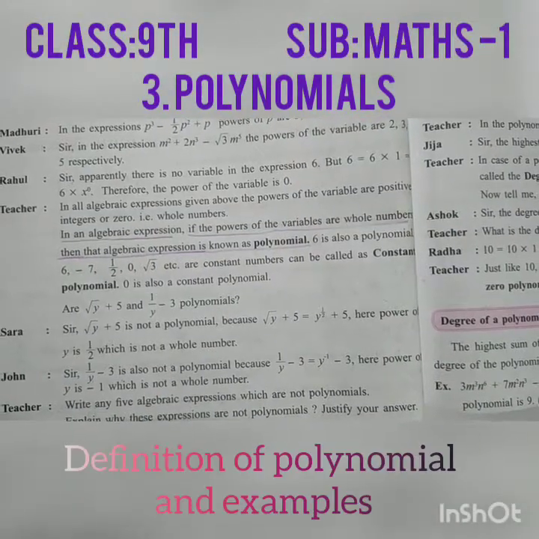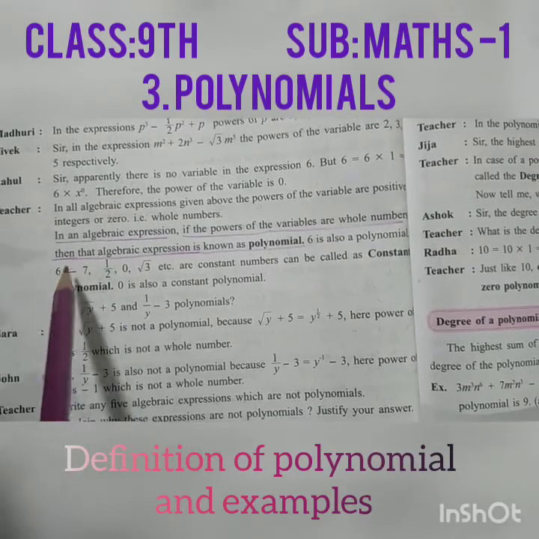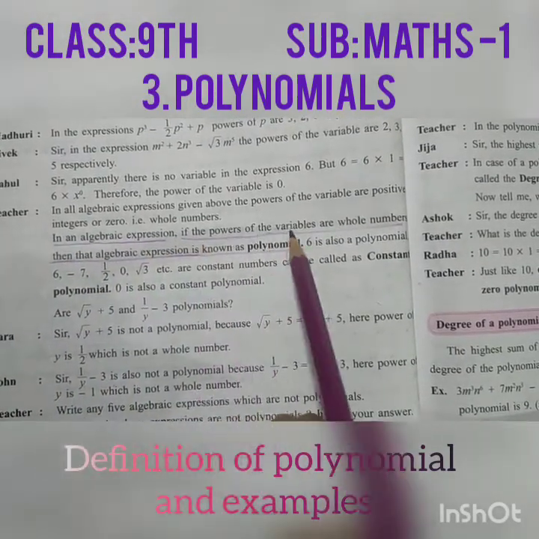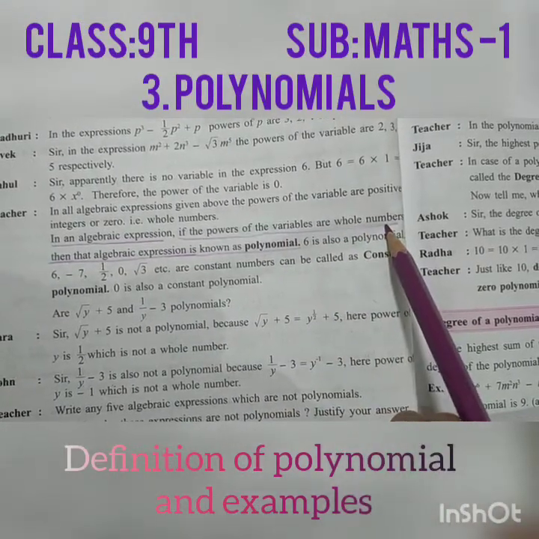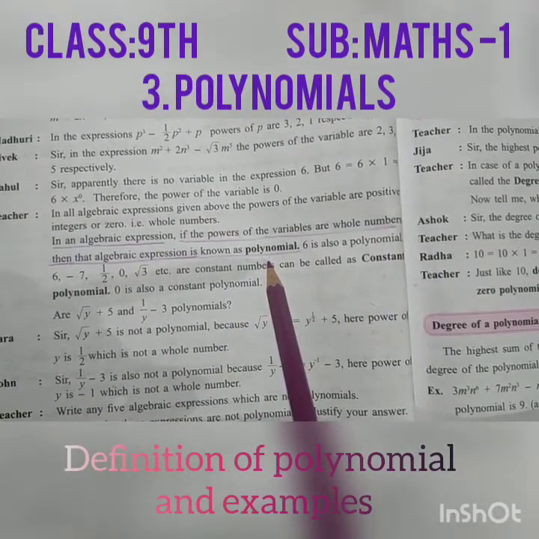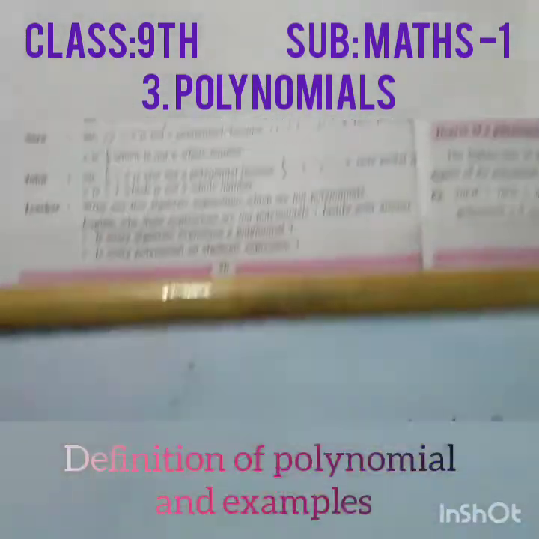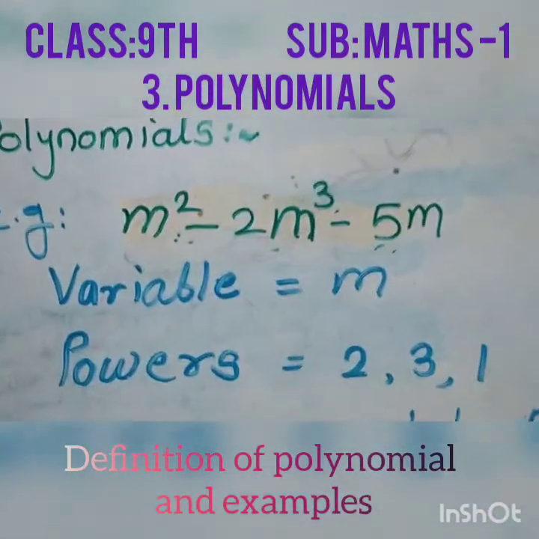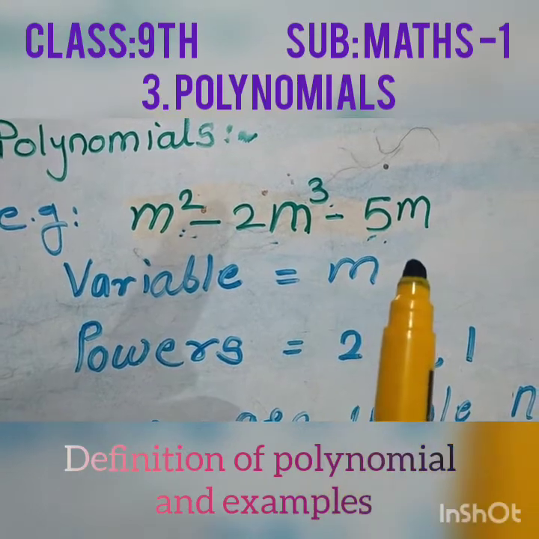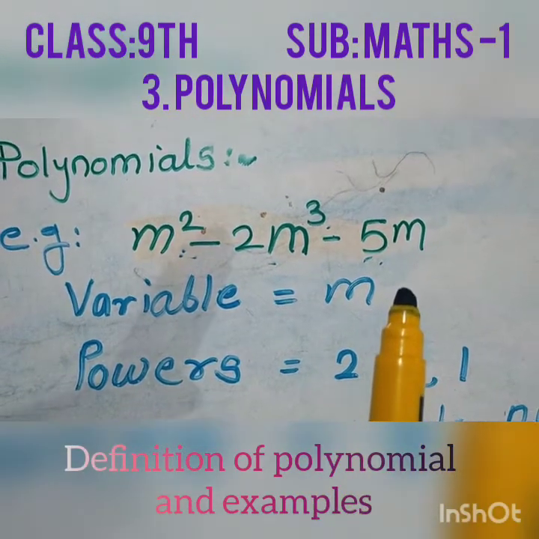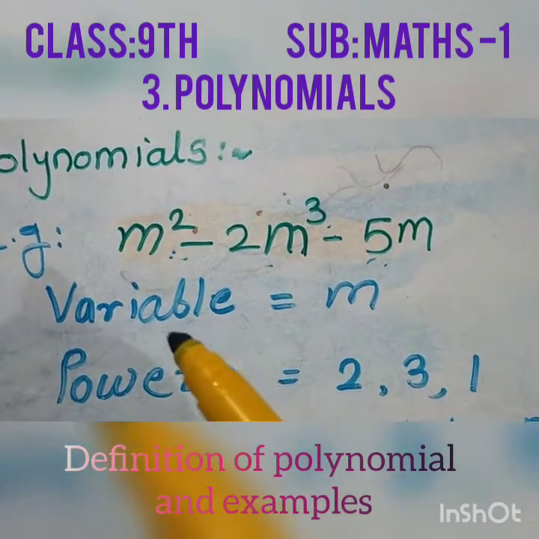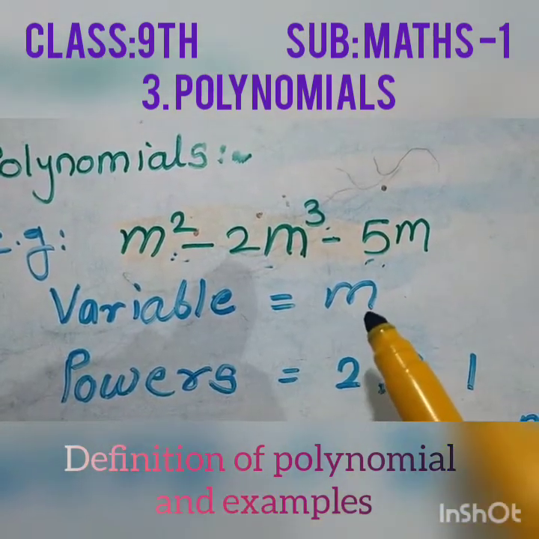Now we know about the whole number. Again, come back to our definition. In an algebraic expression, if the powers of the variables are whole numbers, then that algebraic expression is known as a polynomial. For example, here we take an algebraic expression: m square minus 2m cube minus 5m. By observing this algebraic expression, we see the variable is only one, m.